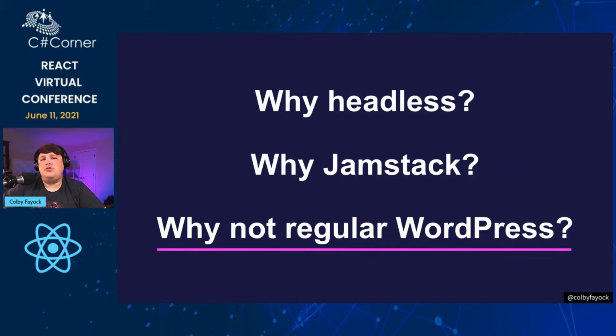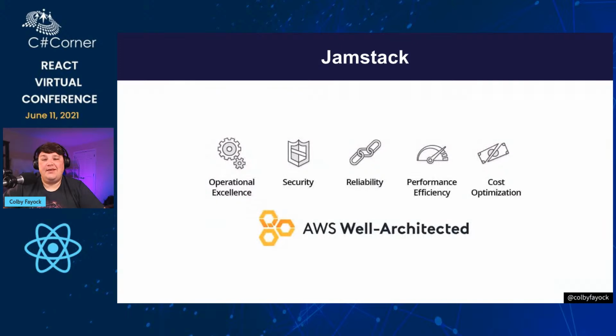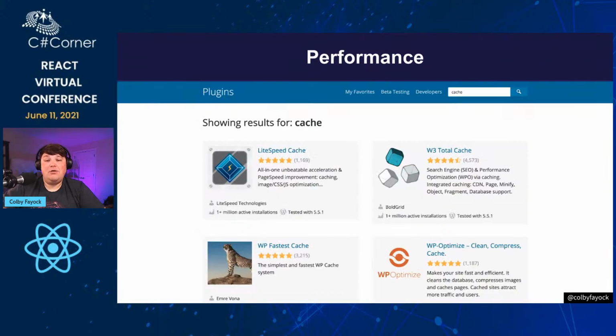Now, if this is all new to you, that sounds like a lot of work. Why not just use WordPress out of the box like we always do? Well, the great thing about Jamstack sites is they have a lot of compelling features built right in. By default, we're living up to what AWS considers a well-architected infrastructure. These are features that we all care about, like performance, reliability, and cost. With most server-based solutions like WordPress, there are a lot of options to help speed things up.